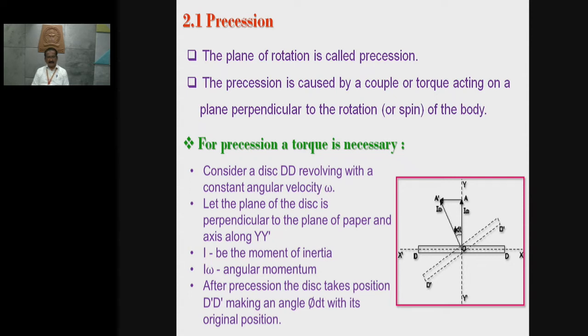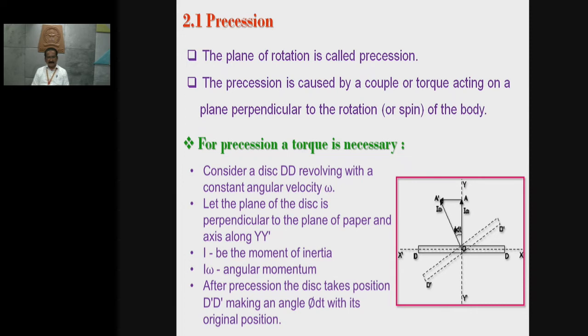For that, let us consider a disc DD in the form of a cross section as shown in the figure, revolving with a constant angular velocity omega. Let the plane of the disc be perpendicular to the plane of paper and along the axis XY'. The plane of rotation of the disc is along the perpendicular axis XY'. Let I be the moment of inertia of the disc. Obviously, I omega will be its angular momentum because omega is its constant angular velocity.